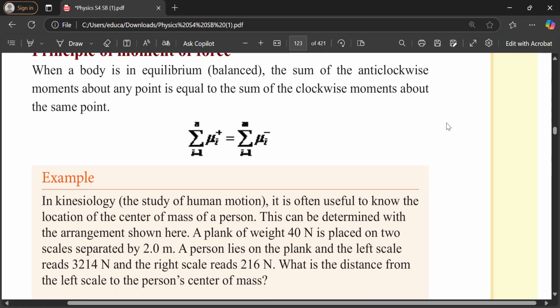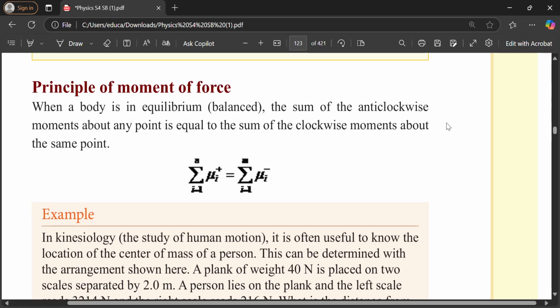Hanyuma turagenda tubibonera neza mu example. What principles of moment of force? When a body is in equilibrium cyangwa se balanced, the sum of the anticlockwise moment about any point is equal to the sum of clockwise moment about the same point.